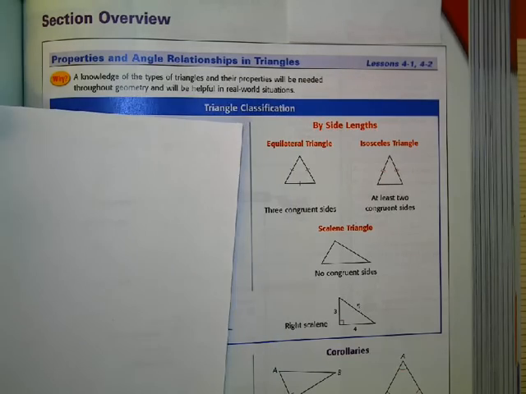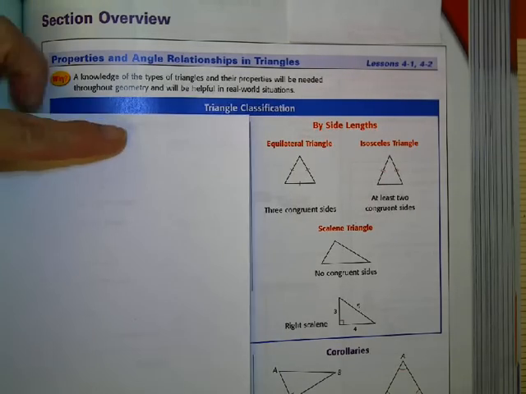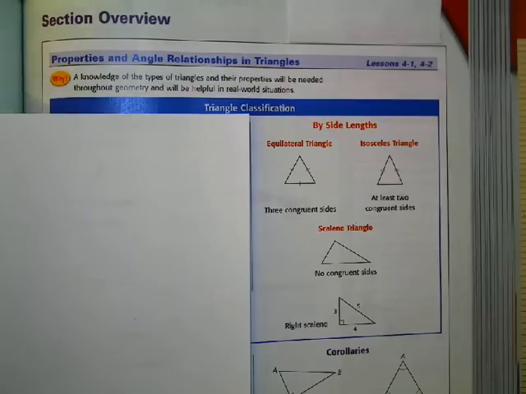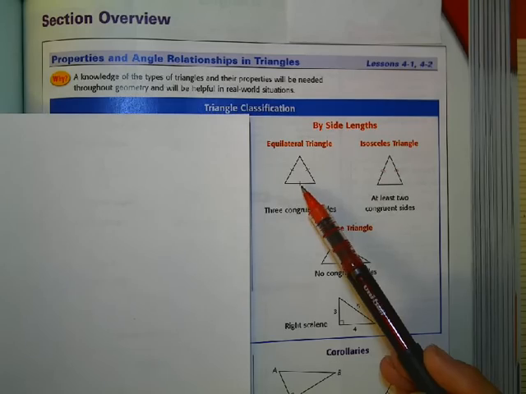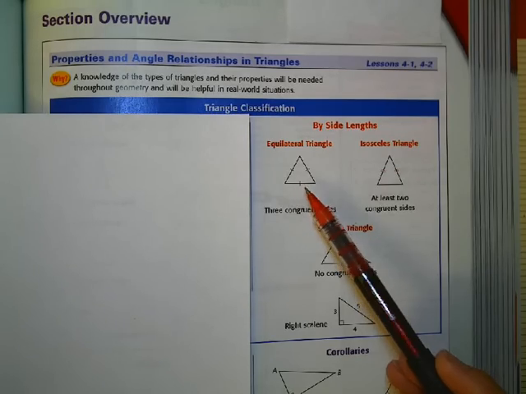Now, if we wanted to classify our triangles by side length, we could look at a triangle and maybe all the sides were the same, and we would know that by these tick marks. Since each side has a tick mark, we know they're all the same length, so that's 3 congruent sides, and we call it equilateral, equal sides.